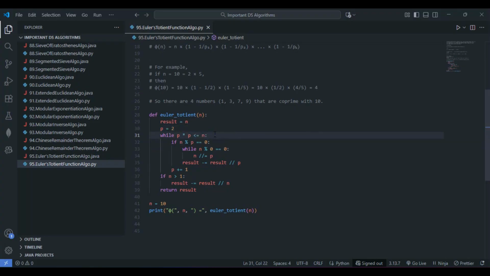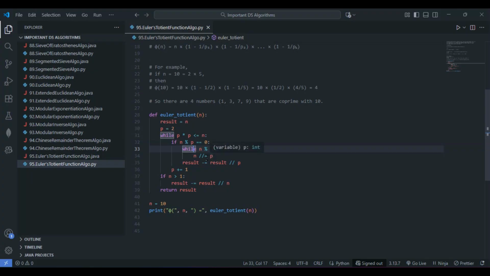While p times p is less than or equal to n, nothing but no need to check beyond the square root of n for the prime factors. Yep, we had discussed this. If n modulo p is equivalent to 0, meaning when p divides n, then it's a prime factor. Next, we have a while loop here. While n modulo p is equivalent to 0, n equals n by p, nothing but we are dividing out all powers of this particular prime.